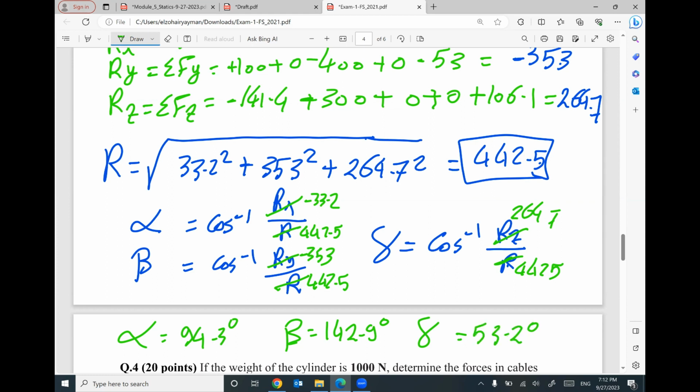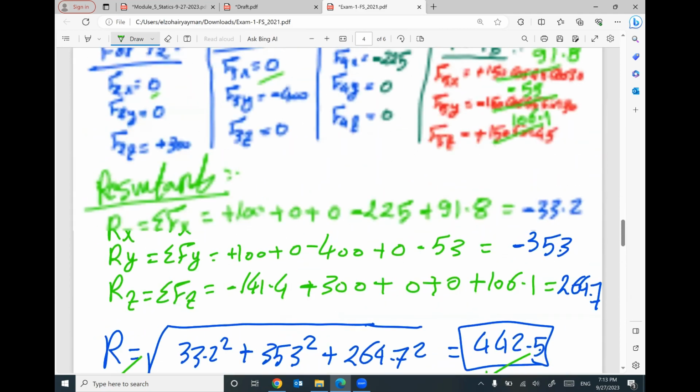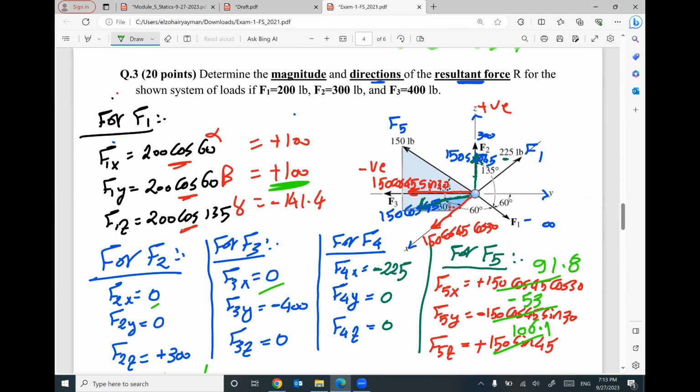53.2 degrees. This is your resultant. These are your three angles, alpha, beta, gamma, for this resultant. This is how to solve this kind of 3-dimension problem, where you are looking for the resultant and the three angles.